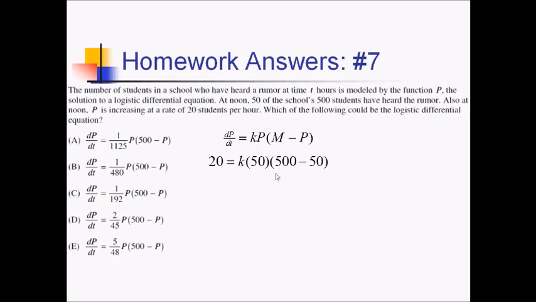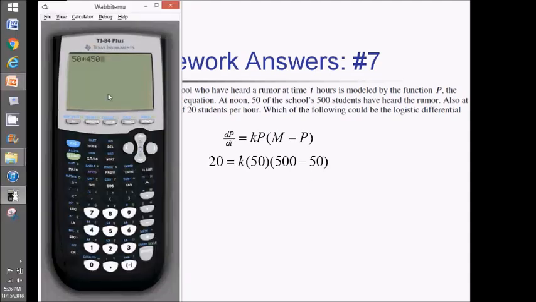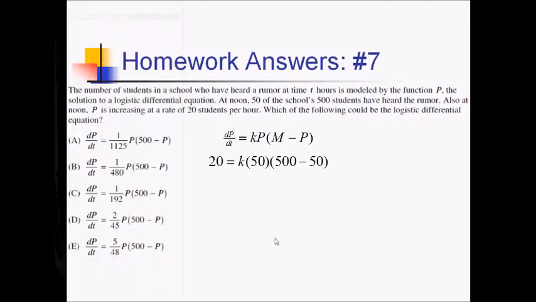Let's solve for k in this mess here. So we've got k times 50 times 450. Multiplying that out, I have 22,500, and then I'll divide both sides by that. So we have 20 over 22,500. That'll be our k value. Now looking at my answer choices, that doesn't match any of them, so we need to reduce it.